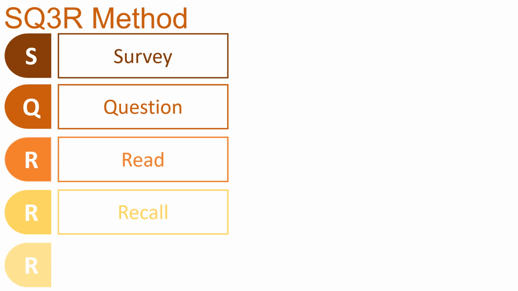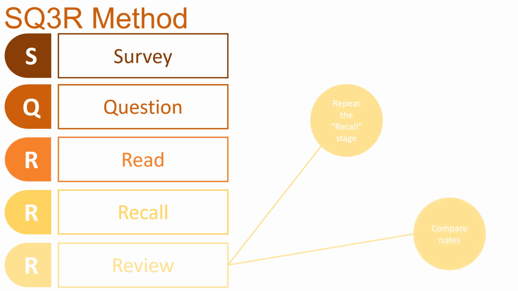Finally, we wrap up with a review. Within 24 hours of reading, you should review your questions and answers as you did in the recall stage. Edit or add to your annotations if you need to. It's also a good idea to compare your notes from the text with classmates or with those of the professor.